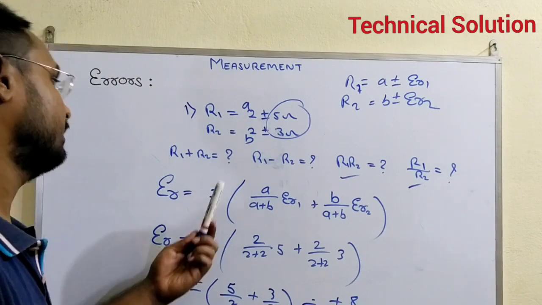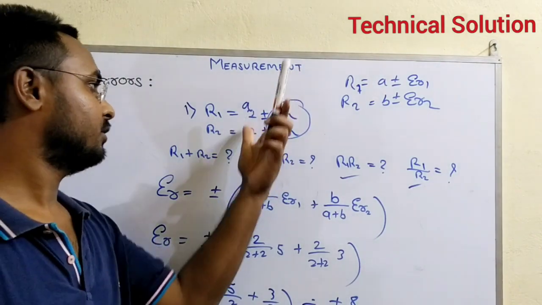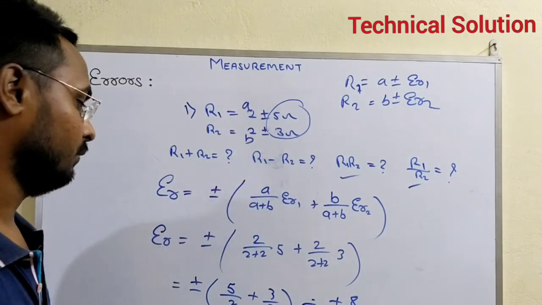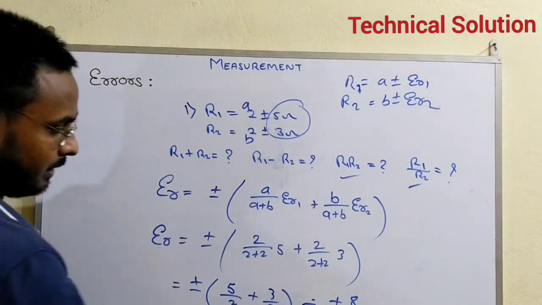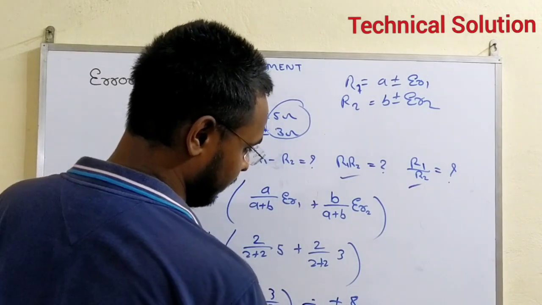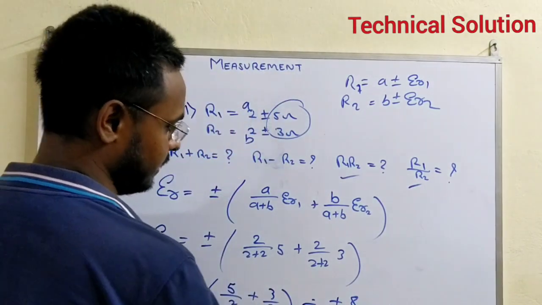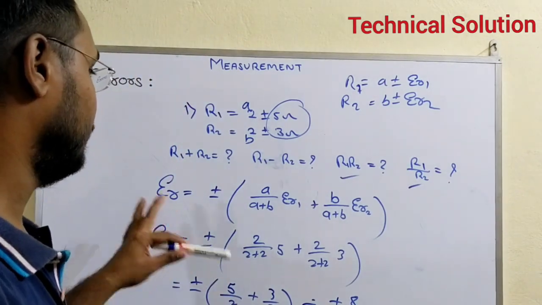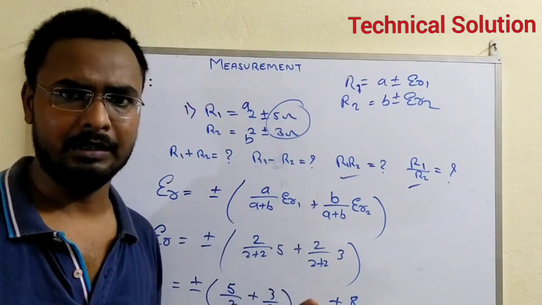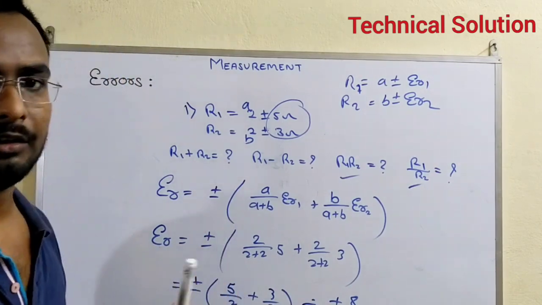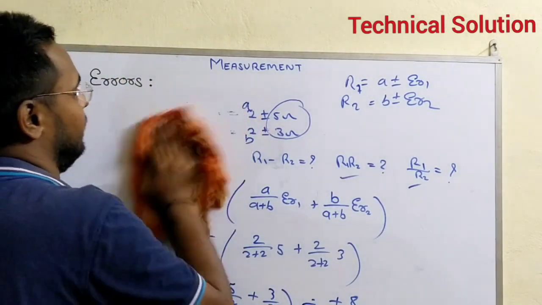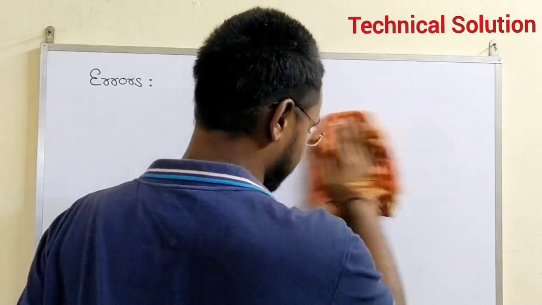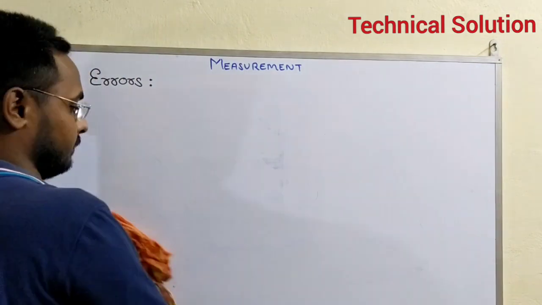And for addition, you simply add these two values, and for subtraction, you simply subtract these two values, and the value of limiting error is plus minus 8 by 2, or plus minus 4 ohm, right? So this is the whole scenario for calculating the limiting error. You have to focus on numericals only. Do not try to learn the definition, just understand them.